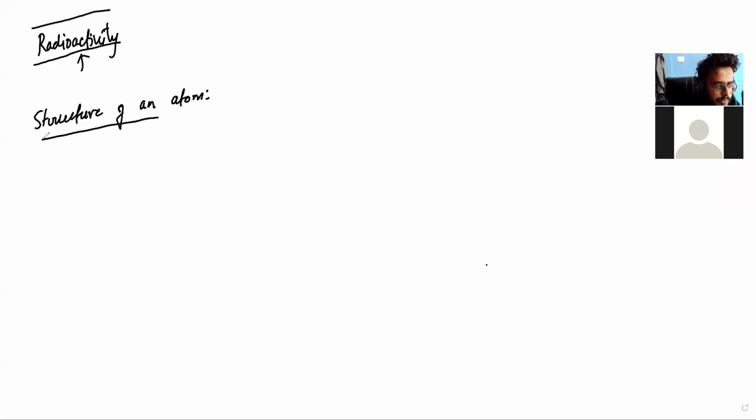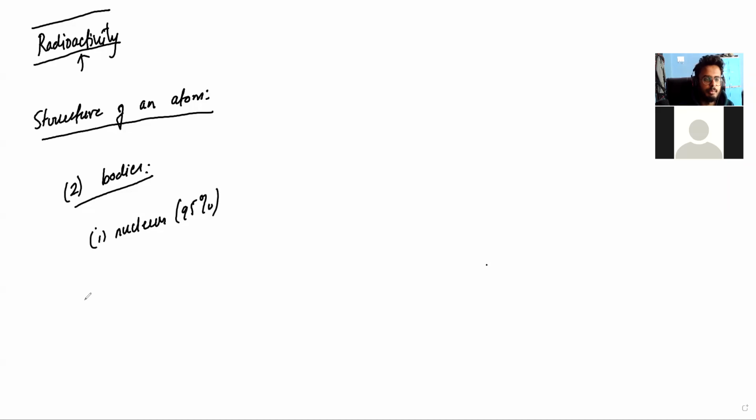So basically, what happens is an atom is a system consisting of two main bodies, right? So there are two bodies in an atom. The first one is the central mass known as the nucleus, which holds around 95% of the total mass of an atom. For example, if an atom is 100 grams, 95 grams will be situated in the nucleus. So we'll have a big central mass called the nucleus.